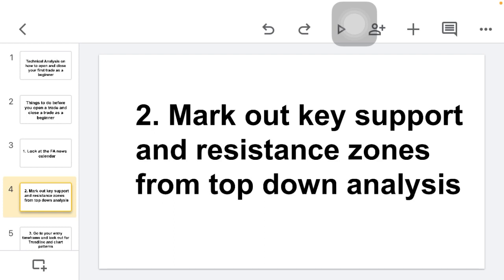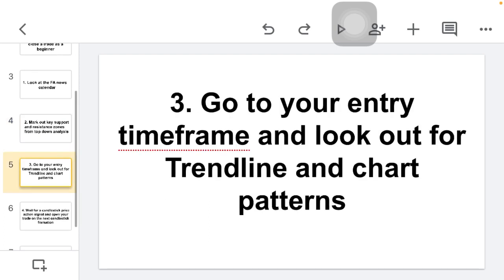When we go to the practical aspect of this top-down analysis, I am going to show you in the practical part how I do it. So just keep calm and keep following this video tutorial. The next thing that you need to do is go to your entry time frame and look out for trend lines and chart patterns.